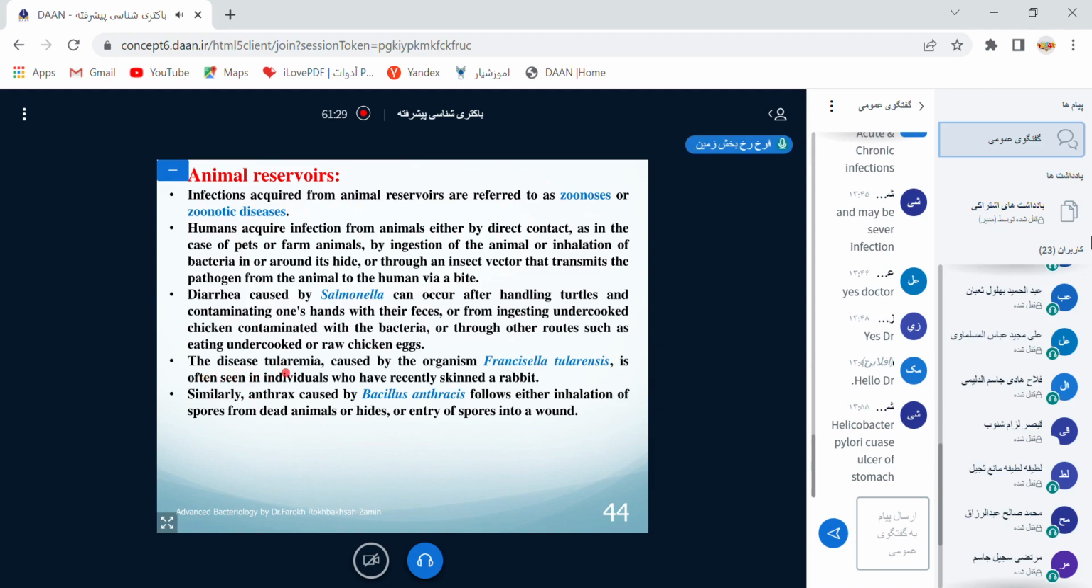The disease tularemia. Tularemia is another disease caused by the organism Francisella tularensis. It is often seen in individuals who have recently skinned a rabbit. So those people who are working with rabbits are mostly susceptible to receiving infection of Francisella tularensis.